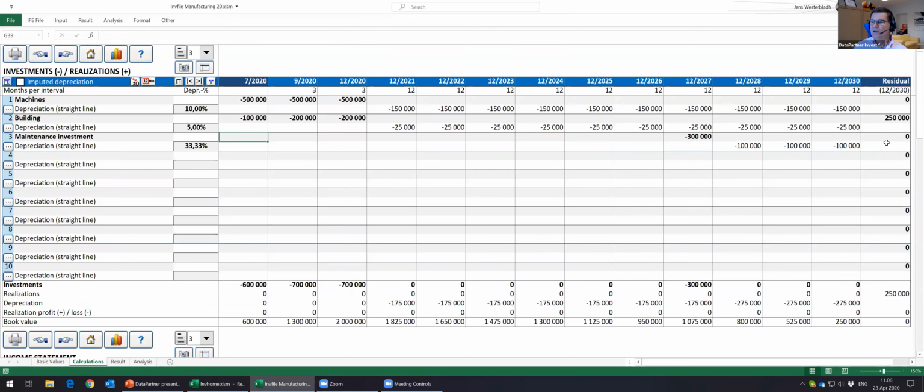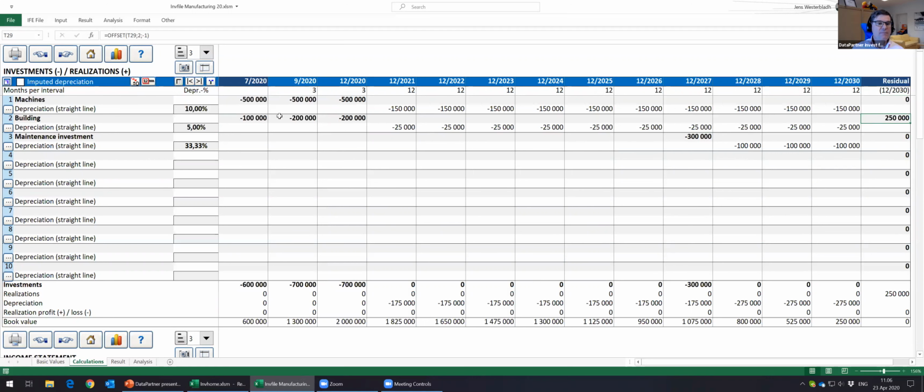So now there is no residual value for the machine and equipment, but there is for the building, because the building still has some value after 10 years. I can, of course, adjust the value. Maybe it's lower, maybe it's higher. I just change the number.